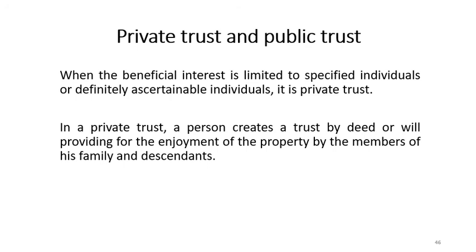In a private trust, a person creates a trust by deed or will, that is a last will, providing for the enjoyment of the property by members of his family or descendants. That's what I told you. Now, if I create a trust for my family members, that's a private trust. That's not a public trust. Or for my descendants, that's a private trust. Specifically, we must see whether the beneficiaries are named; then it is a private trust.